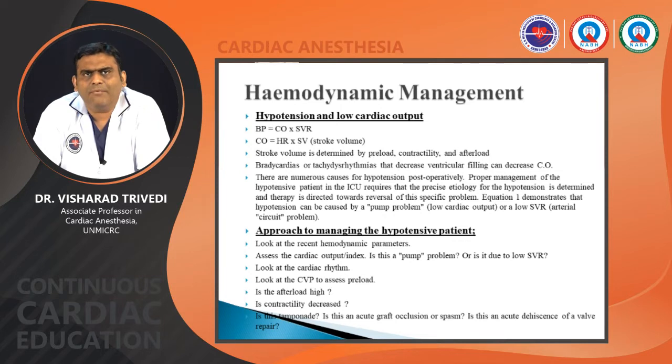Okay, so how do you approach hypotension in the postoperative period? Look first at the recent hemodynamic parameters, assess the cardiac output or cardiac index. If the patient has a PA catheter, you can directly calculate it from the cardiac output or cardiac index. Look at the rhythm of the patient, look at the CVP to assess the preload. Is afterload high or low? Is the contractility increased or decreased, or is there any tamponade or not?